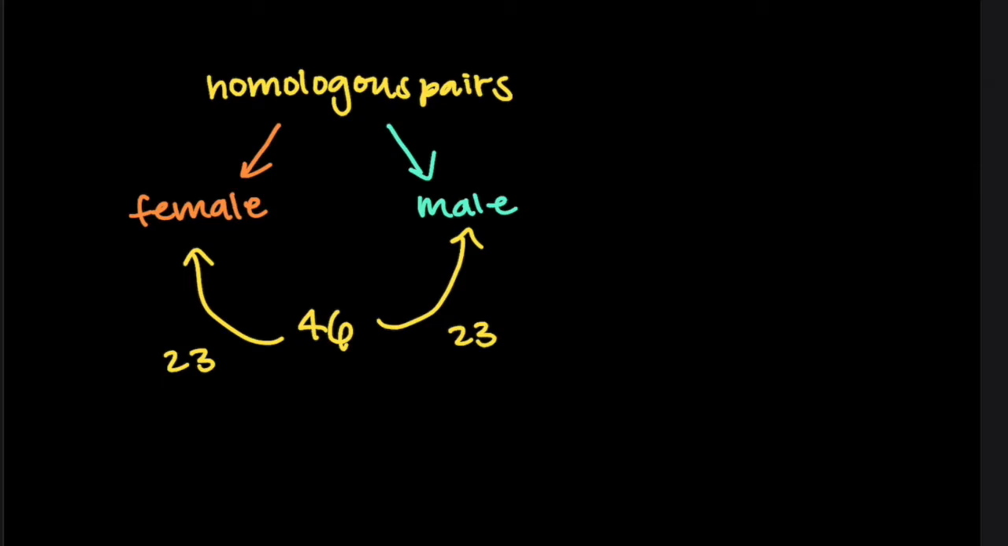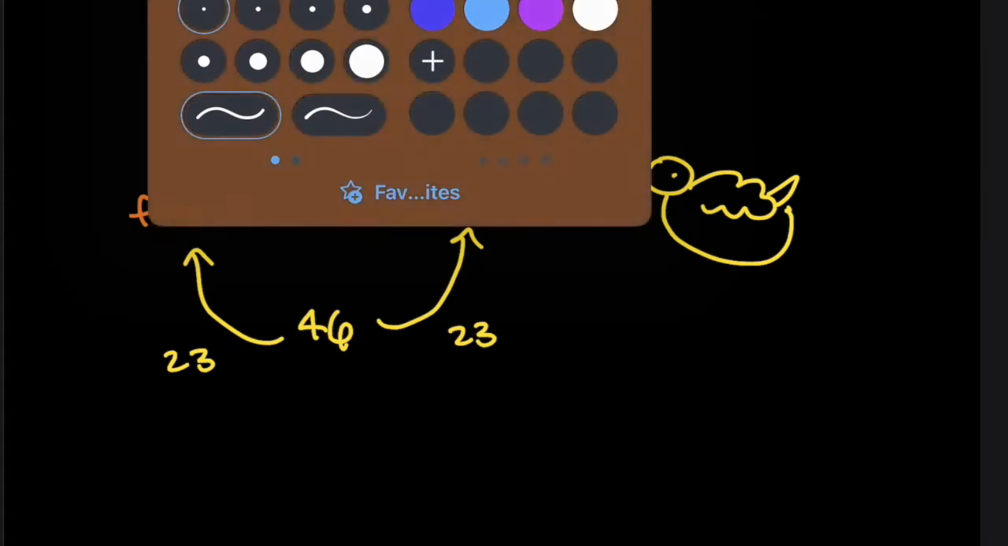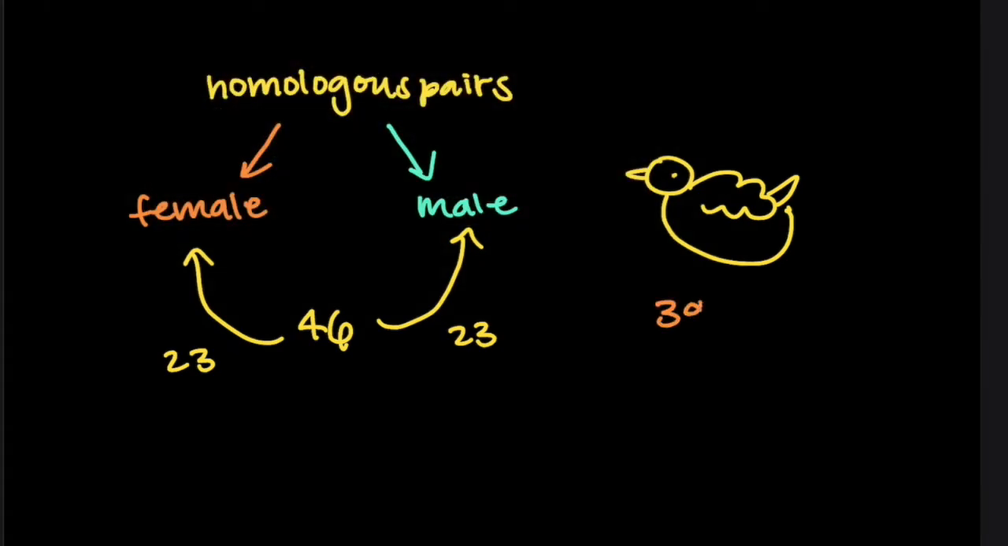However, not all animals will have 46 chromosomes. In fact, chickens, that does not look like a good chicken, but chickens actually have 78 chromosomes, which means they have 39 homologous pairs from the female, as well as 39 from the male.